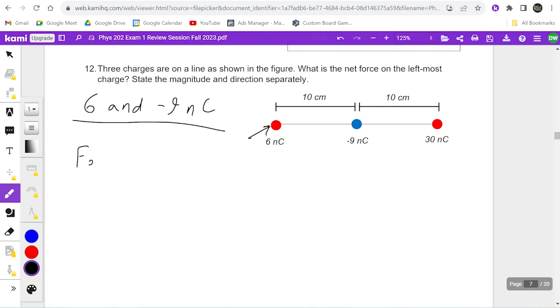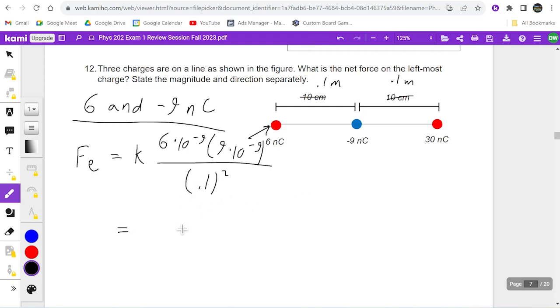So first, the electric force equals k, which we know, times q1, which is 6, but it's nano, and nano means 10 to the negative 9. And then times 9 times 10 to the negative 9. You'll notice I'm making it positive. That's because, again, the absolute value. I'm forcing all the charges to be positive, because I like it that way. And then divide it by the distance squared. The distance is not 10 centimeters. These are 0.1 meters. Gotta convert to meters. So divide it by 0.1 squared. You plug this all in your calculator, and you'll get 4.86 times 10 to the negative 5th.